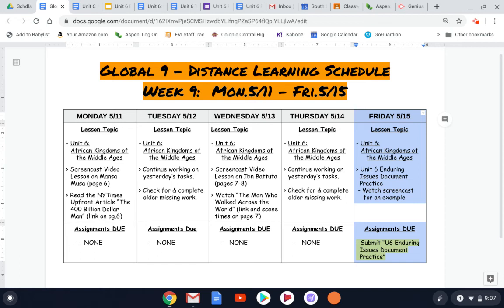Today we're going to be doing an introduction example to our assignment called Unit 6 Enduring Issues Document Practice. Today being Friday, this is the first concluding assignment of our unit. Over the past couple days we've finished off the packet pages, and I also posted the answer key slides for those packet pages earlier today. So that should be just below this post on your classroom stream.